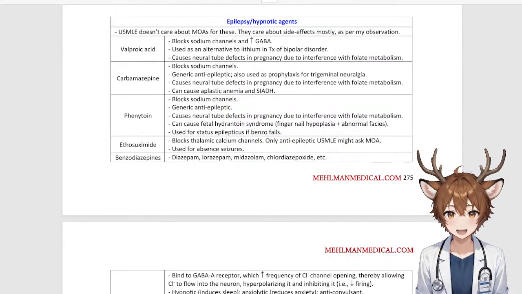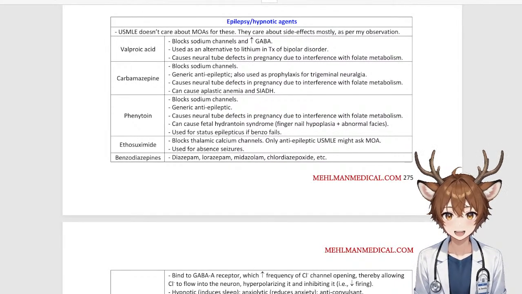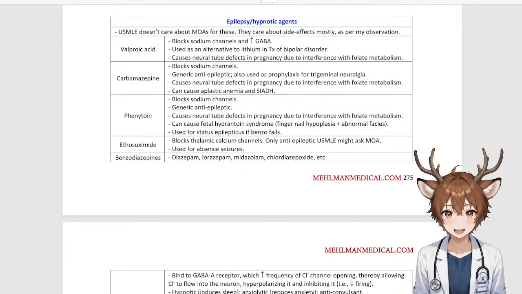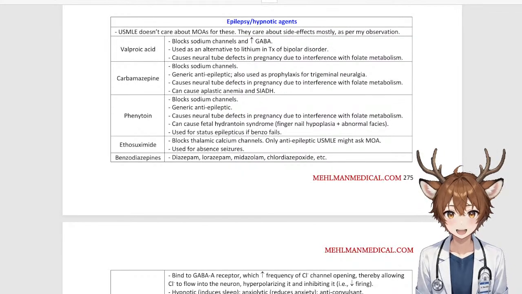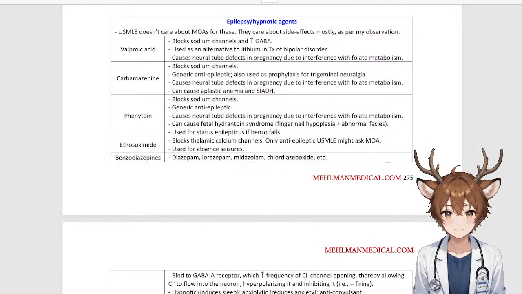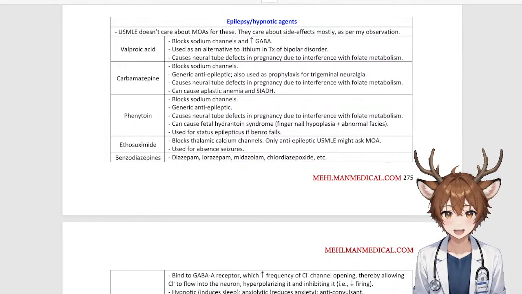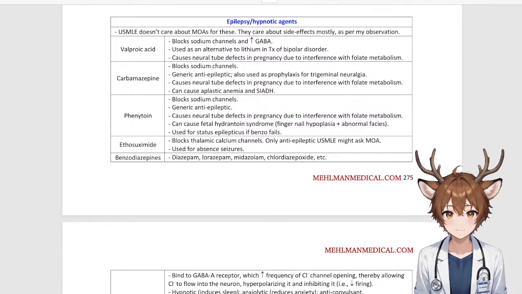Used as an alternative to lithium in treatment for bipolar disorder, causes neural tube defects in pregnancy due to the interference with folate metabolism. Carbamazepine blocks sodium channels, generic anti-epileptic drug also used as prophylaxis for trigeminal neuralgia. Causes neural tube defects in pregnancy due to the interference of folate metabolism, can cause aplastic anemia and SIADH.